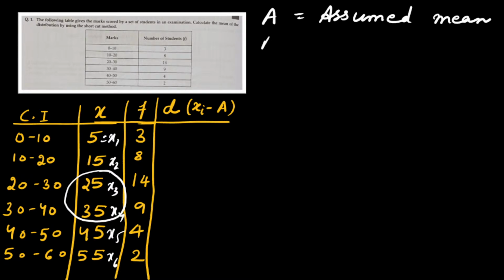So let's assume 25, I am just assuming. If you assume it as 35 also, still the answer will be same. So A I am writing as 25. So first one, x1: 5 minus 25. From x, don't subtract from frequency. Somewhere I have seen some students do the mistake of using frequency. This is particularly with x. So 5 minus 25 is minus 20.